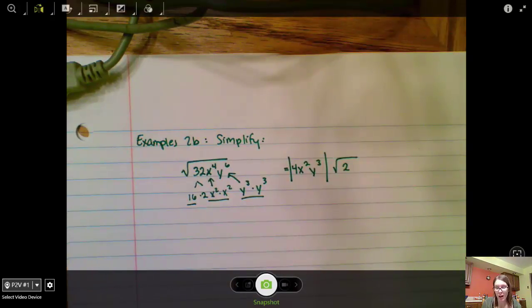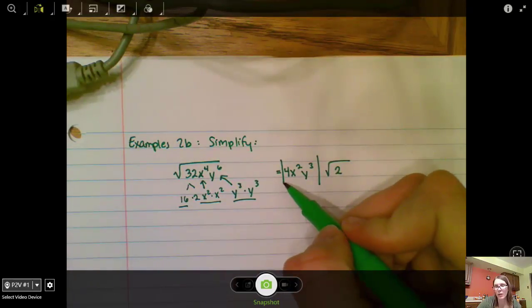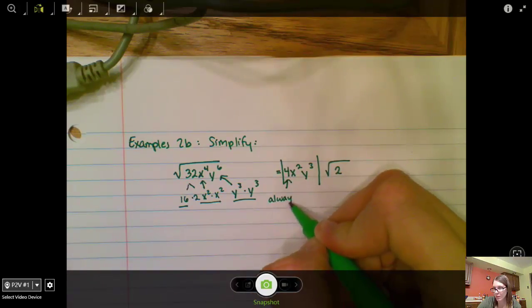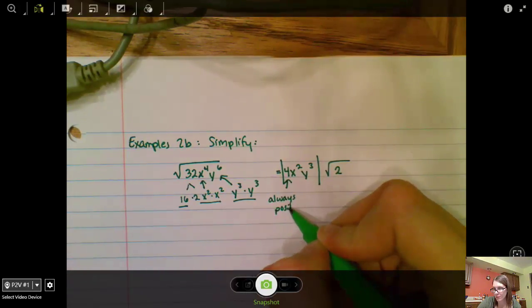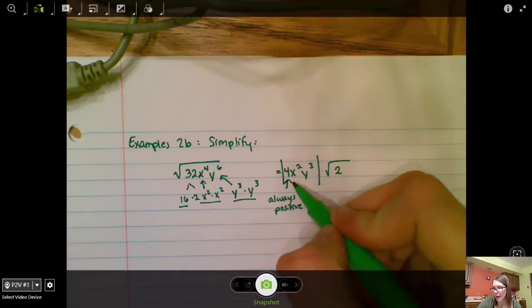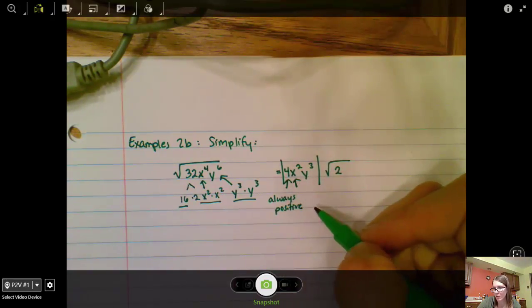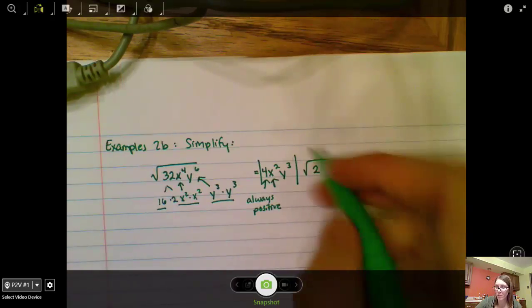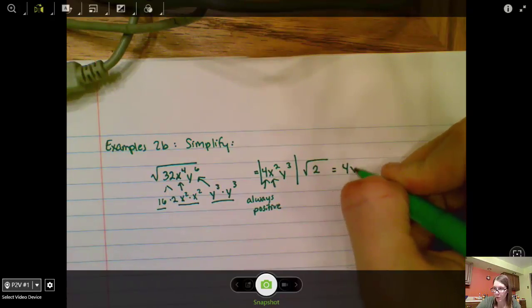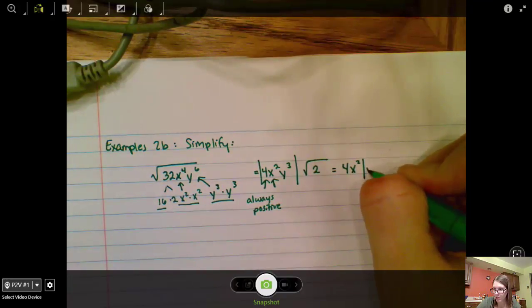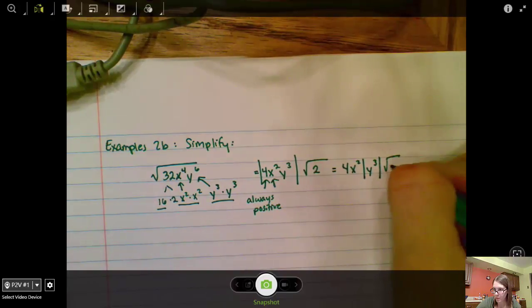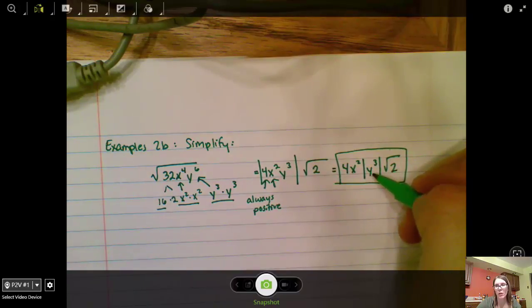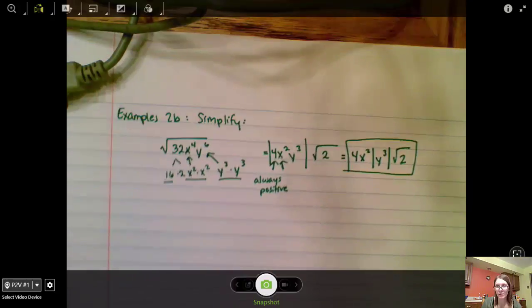Now let's think about, do we actually need our absolute value here anywhere? Well, if I go term by term, the 4 is always going to be positive. X squared is always positive. Y cubed isn't going to be. So the y cubed needs to be inside of our absolute value, but the 4x squared doesn't need to be. So here's my final answer: 4x squared, absolute value of y cubed, square root of 2.